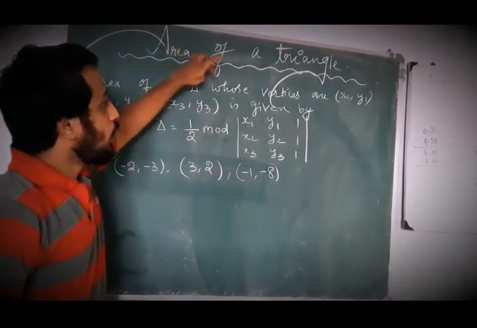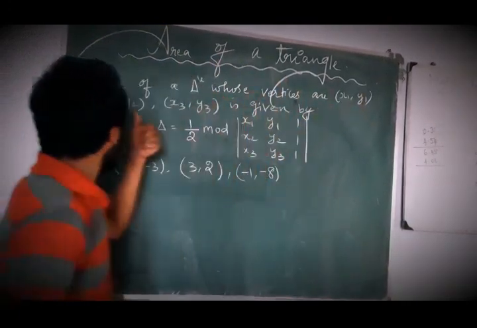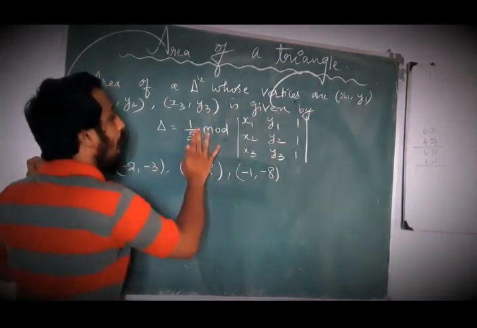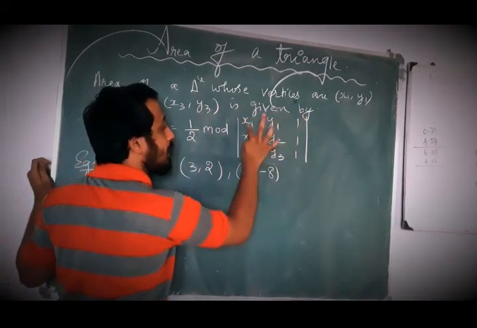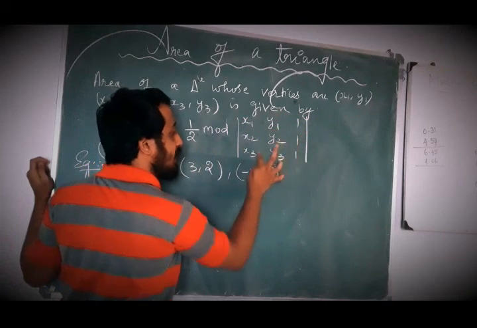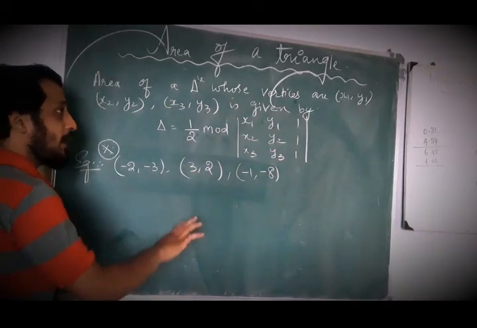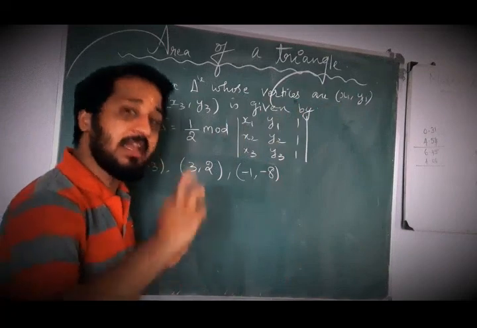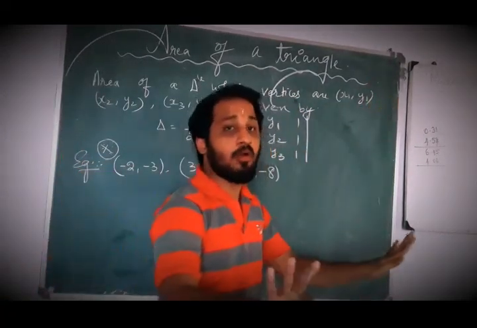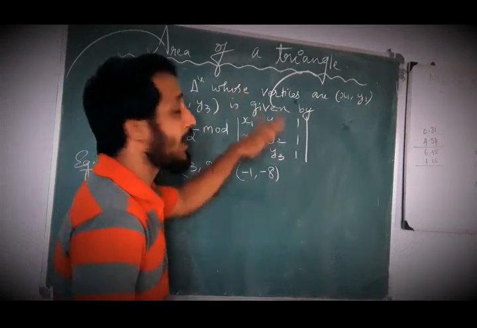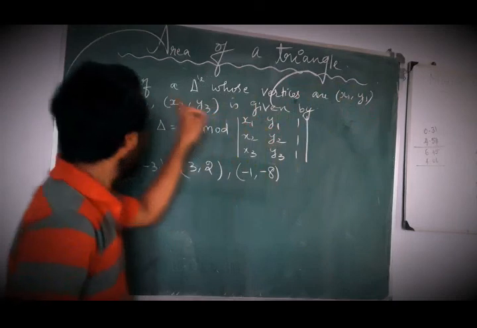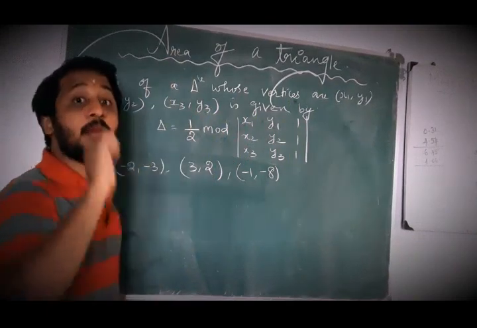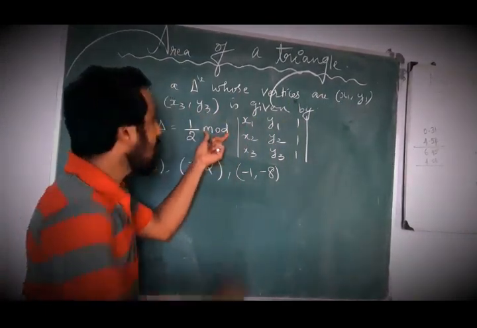The area of the triangle whose vertices are x1, y1, x2, y2, x3, y3 is given by delta is equal to half into modulus of the determinant x1, y1, 1, x2, y2, 1, x3, y3, 1. That means here I am taking all 3 points in the two-dimensional plane. That's why you have x coordinate and y coordinate. If it is a 3-dimensional plane, you will have z1. So far I am not going to discuss that. We are going to take the area of the triangle in the two-dimensional plane. That's why x1, y1, x2, y2, x3, y3. And why did the modulus come here? Because area can never be negative. That's why the modulus came.